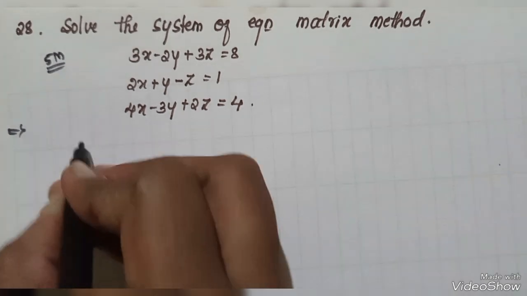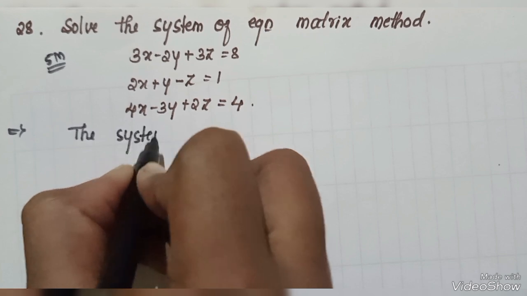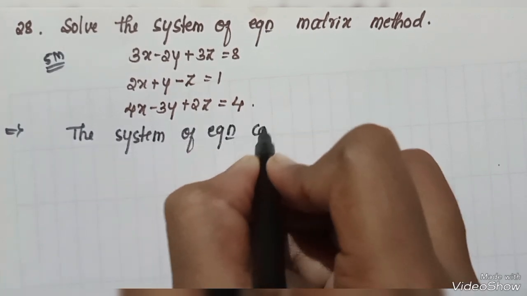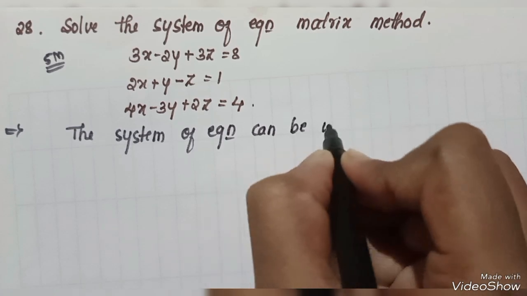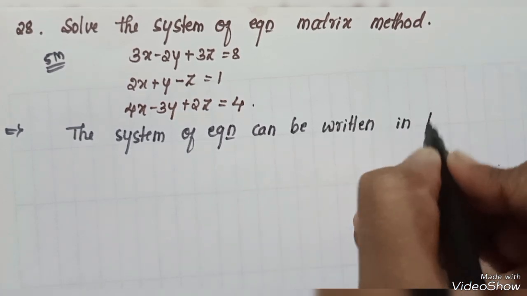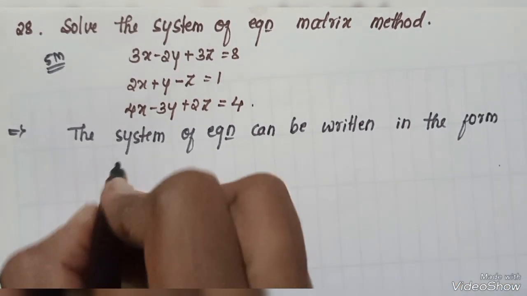First step: the system of equations can be written in the form AX.